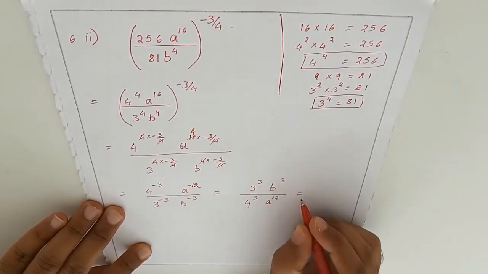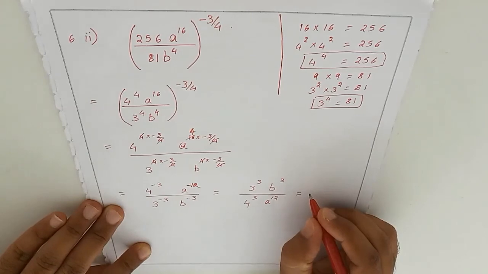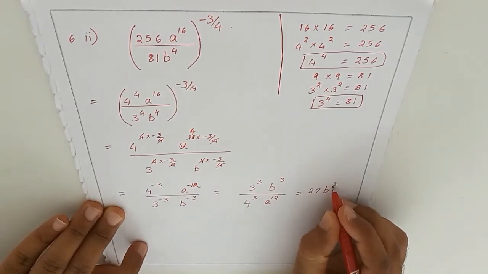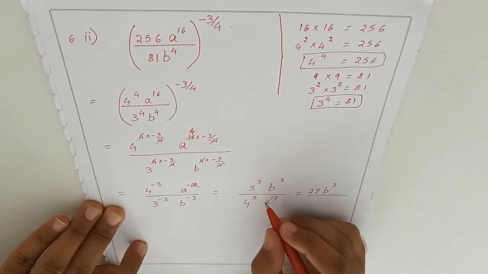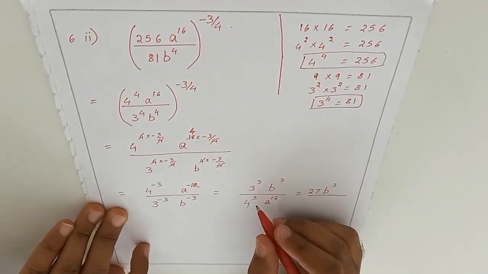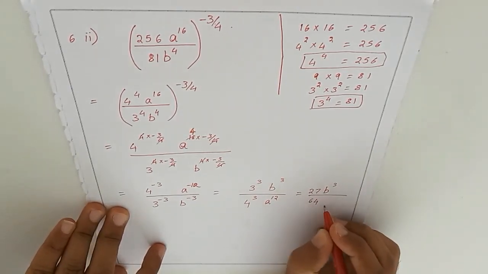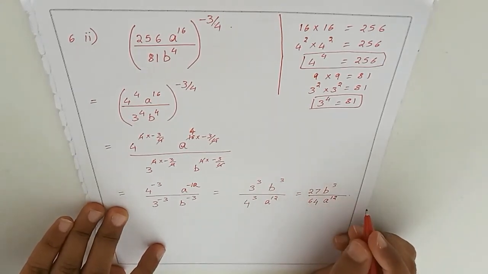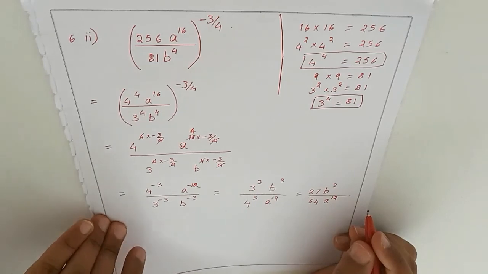Now this is equal to 3 cube is 27, b cube, divided by 4 cube, which is 4 fours are 16, 16 fours are 64, into a power 12. This is the answer. We solved this.